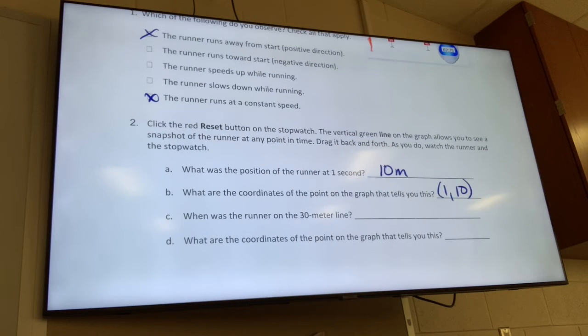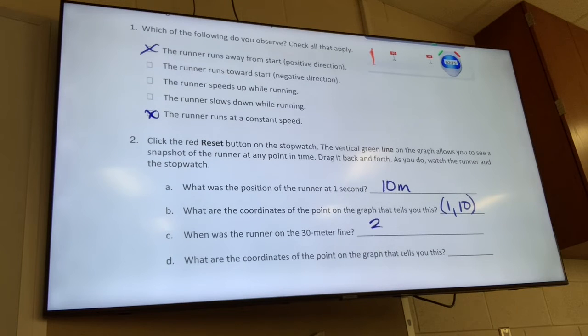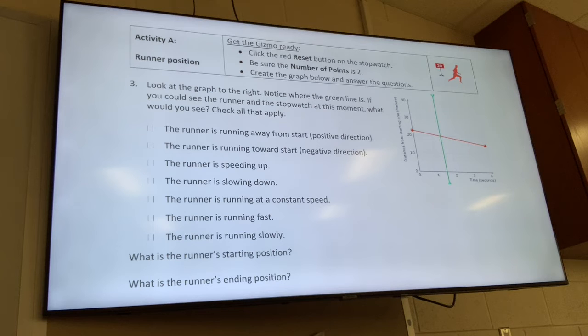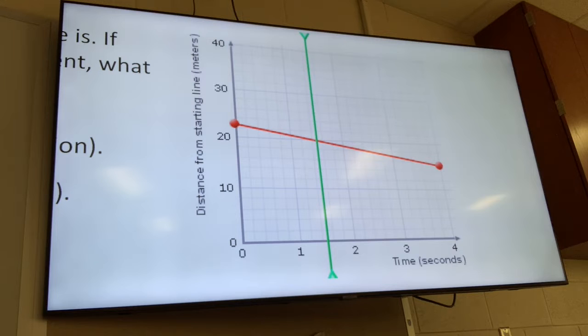Then they ask, when was the runner at 30 meters? So 30 meters, we would read that here on the y. So yep, and then we go over, and that's going to be 3 seconds, exactly. So at 3 seconds is when he was at the 30-meter line. And what are the coordinates for that one? 3, 30. Okay. It's going down here. So I have 3 check marks.